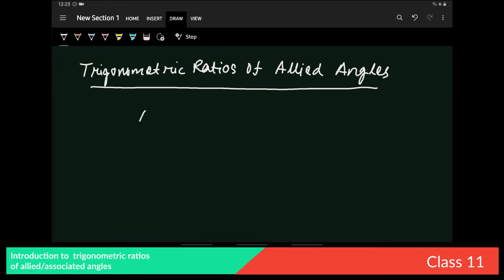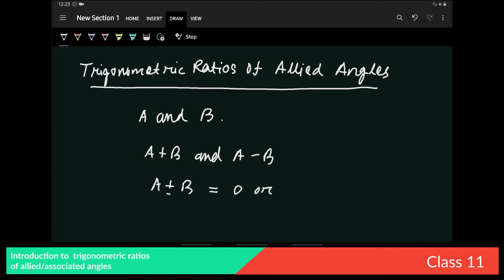Suppose I am writing two angles, that is angle A and angle B. Now, according to the condition, if A plus B and A minus B, that is, if their sum or difference, better to write A plus-minus B, equals 0 or is a multiple of 90 degrees, then these two angles A and B are called allied angles.